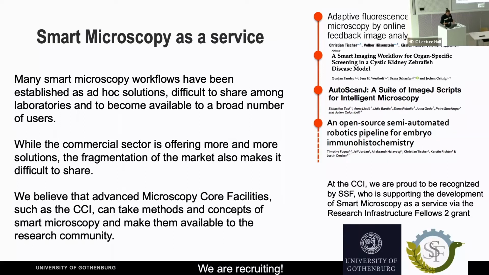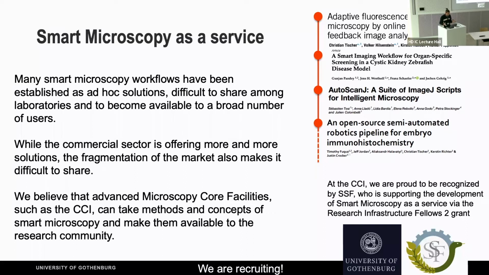So that's where we believe at the Center for Cellular Imaging that microscopy core facilities are key players in this field, right? So that we could try to work on this, take these methods and concepts, and make them available to the research community, right? So I think that we can take some of that load from the research groups and say, okay, we should be, at least in my mind, some of the ones that are responsible for making this more available.